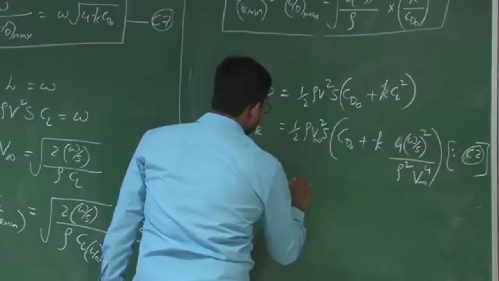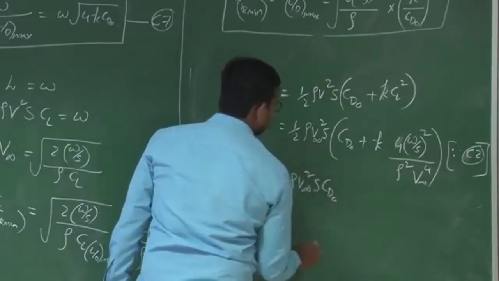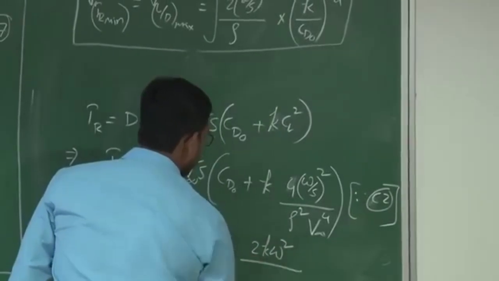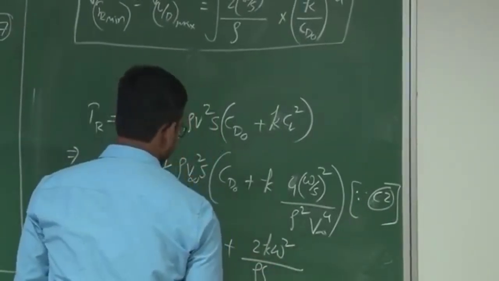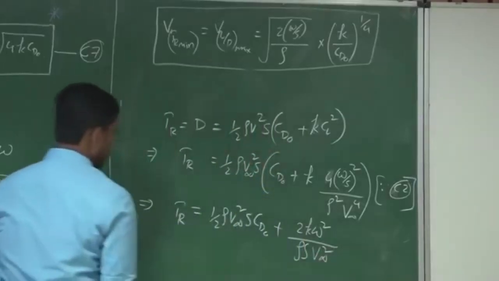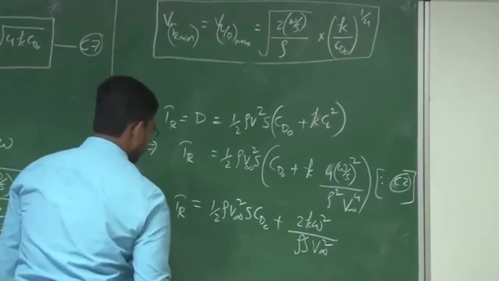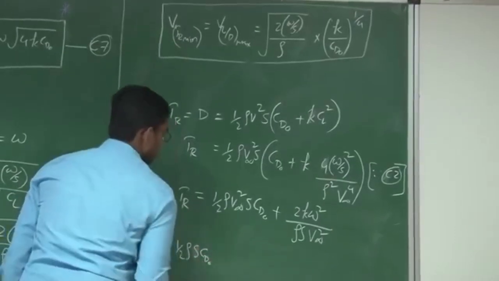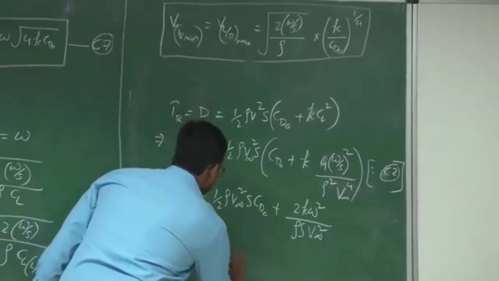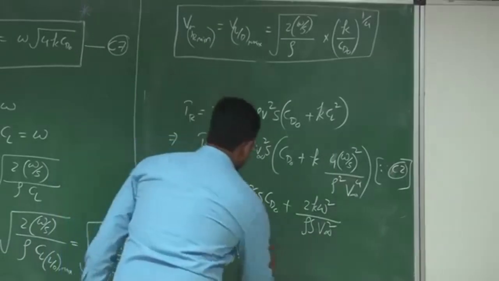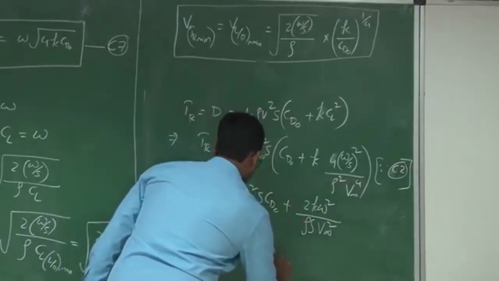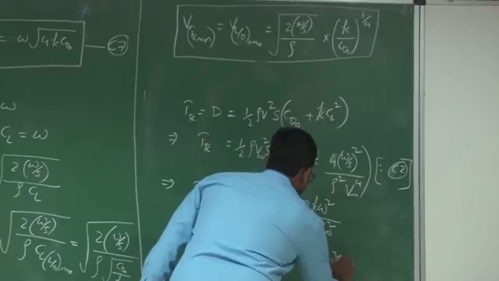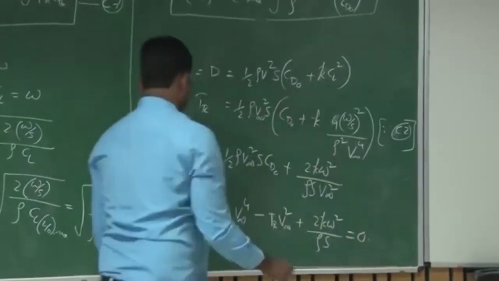TR equals half rho V infinity square S CD naught plus 2 K W square divided by rho S V infinity square, right? This equals half rho S CD naught into V infinity raised to the power of 4 minus TR into V infinity square plus 2 K W square divided by rho S equals 0.